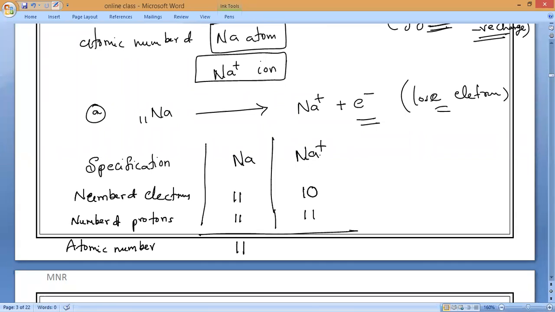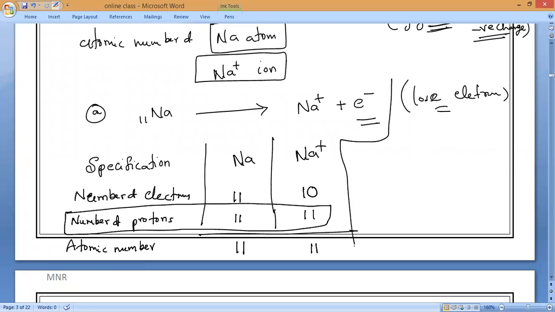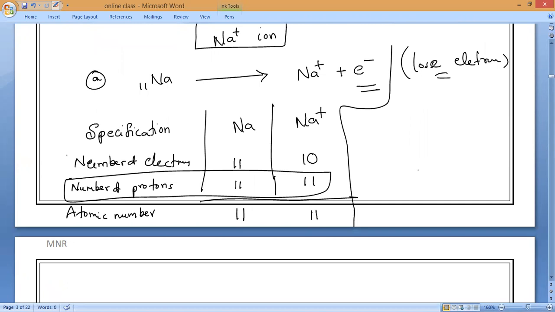11. Atomic number of sodium ion is what? 11 only. Clear? Because we only consider the number of protons. So that is what you have to remember. Clear, everybody? Shruti, Aswardham, this is what it is. So why are we considering atomic number means only the number of protons? This is the reason.